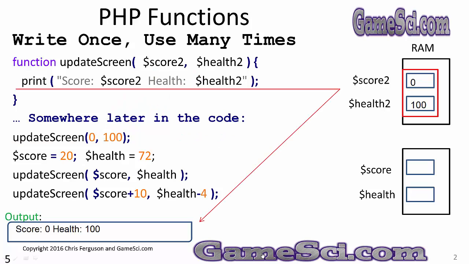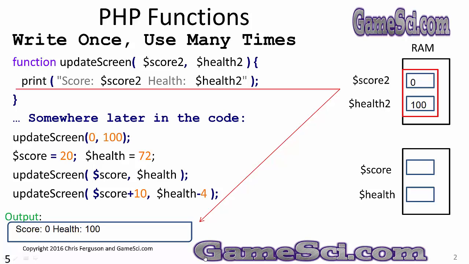Inside the code here, we're going to use a simple print statement and update the screen. We're going to notify the user the score has the value of $score2, and the health has the value of $health2. Now you can see the parameter values 0 and 100 is what shows up down here in our output. Here's my score 0, there's my health of 100. That might be the initial start of the game, right? You have no points at the beginning of the level and you have full health points, 100.